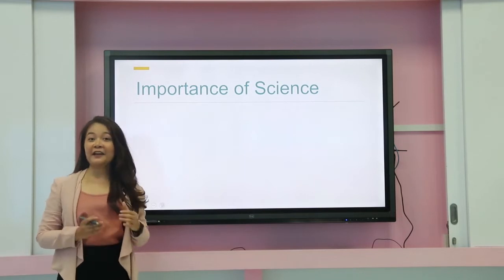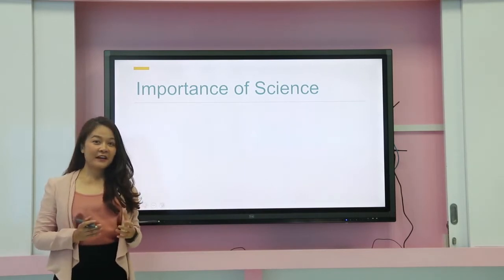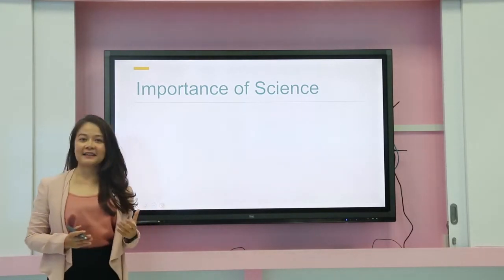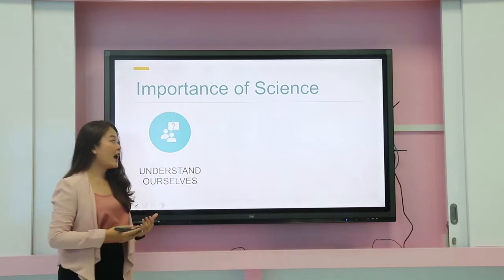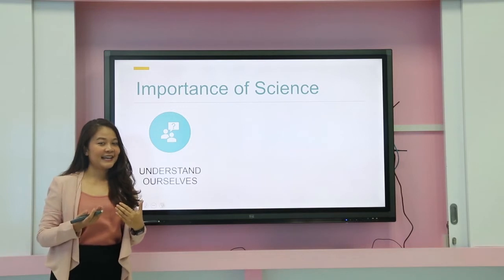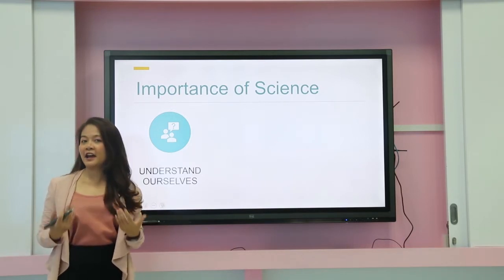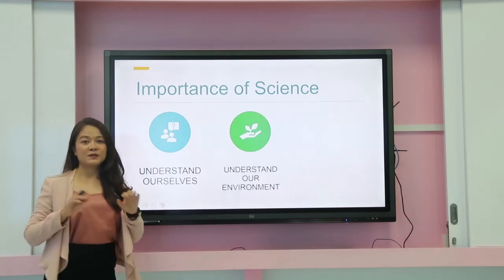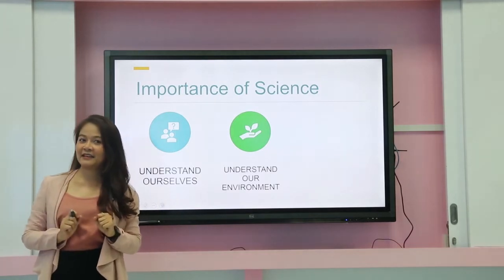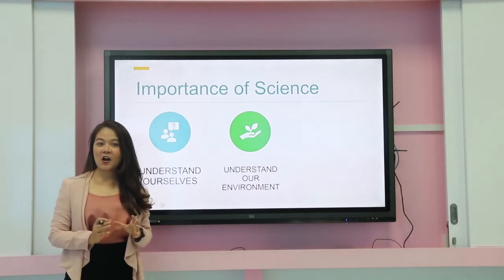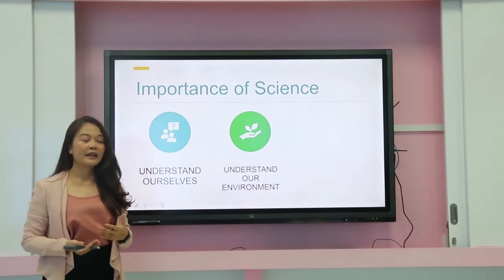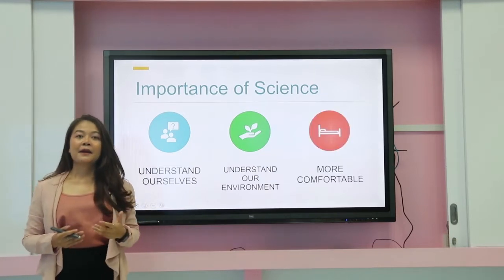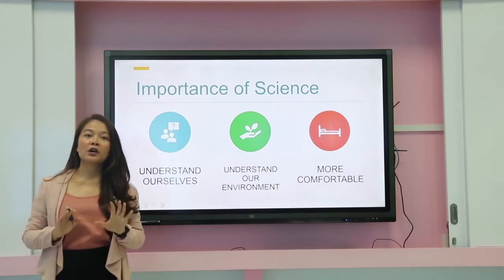Alright, then we move on. We use technology in almost every activity in life. So science is very important, right? So let's see the importance of science. The first one, science helps us to understand ourselves. Knowing how our body works helps us to take better care of our health. And then science also helps us to understand our environment, and it helps us to improve the quality of our environment and conserve it for future generations. And the last one, science makes our life easier and more comfortable.